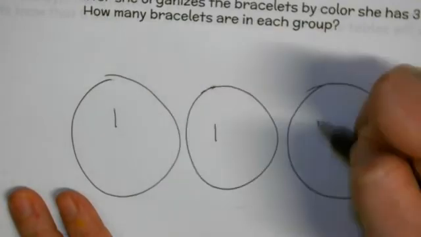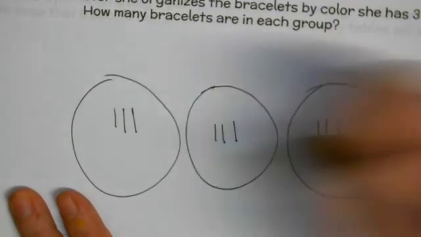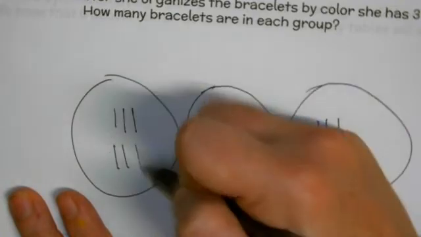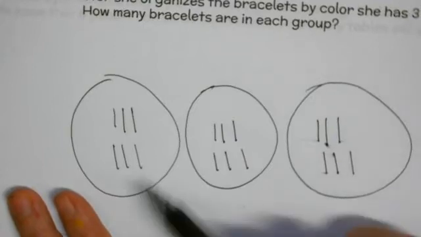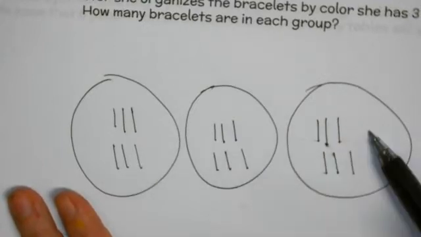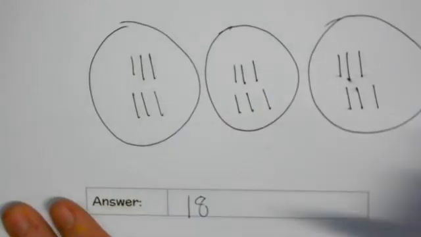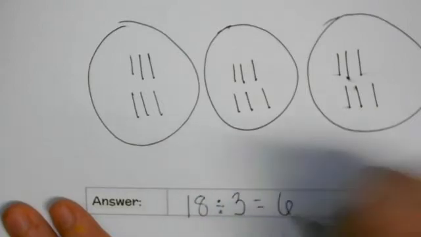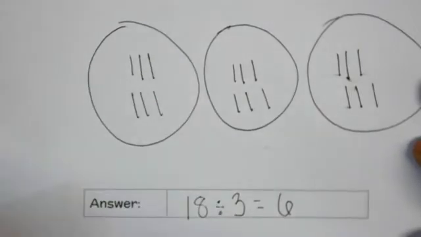1, 2, 3, 4, 5, 6, 7, 8, 9, 10, 11, 12, 13, 14, 15, 16, 17, 18. So we have to check and make sure, do they all have an equal amount? Well, this one has 6, and this one has 6, and this one has 6. So what would we do for our division sentence? We would say 18 divided into 3 groups equals 6. 18 divided by 3 equals 6.